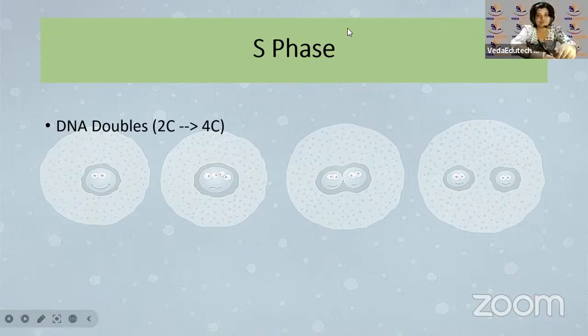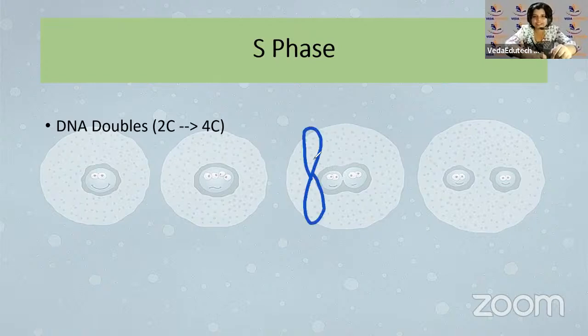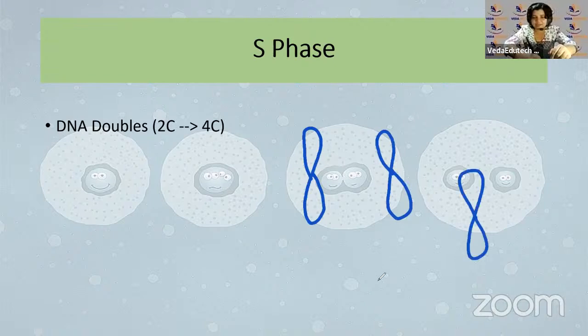So, let's say we have 46 chromosomes, right? Let me draw these 46 chromosomes. I'm only drawing 4, but we have 46 chromosomes, right? So this is how they normally look.